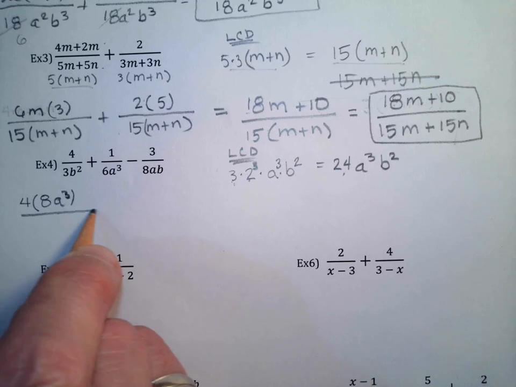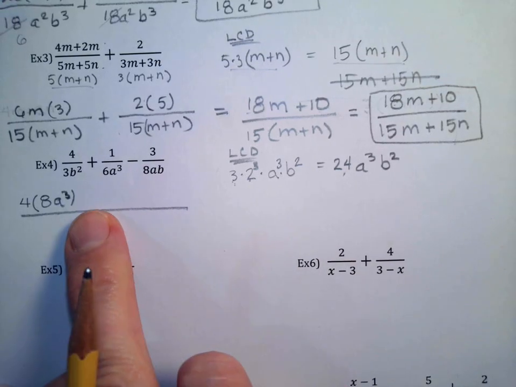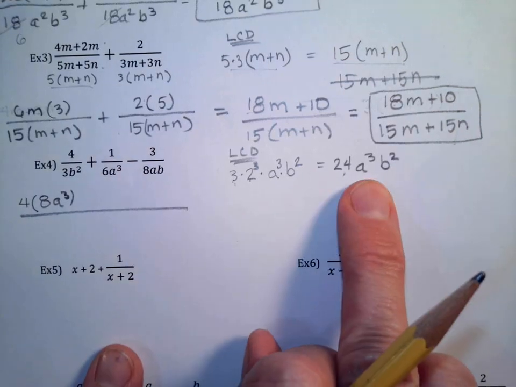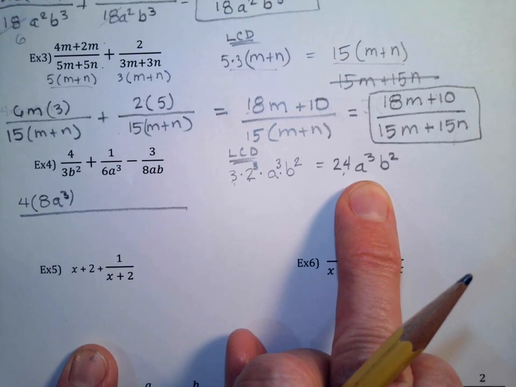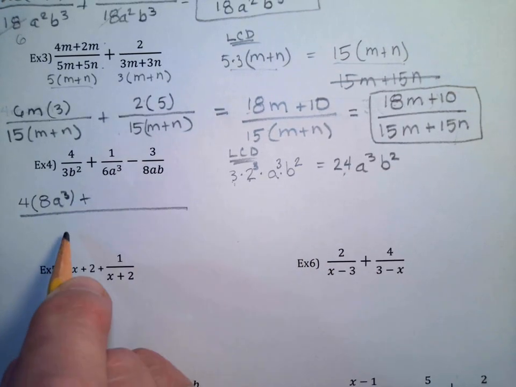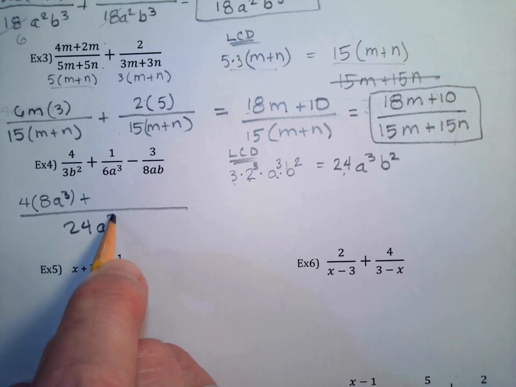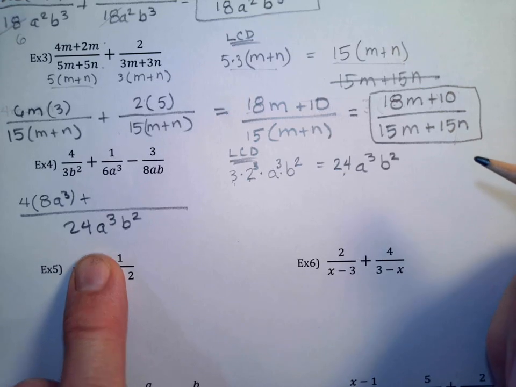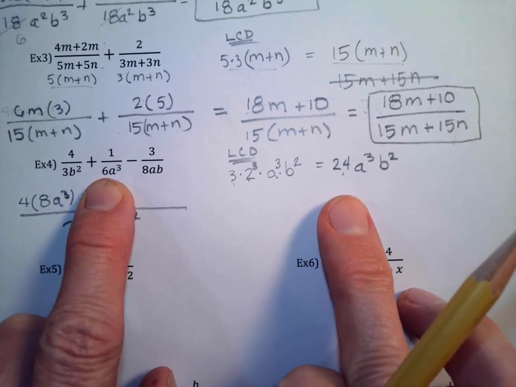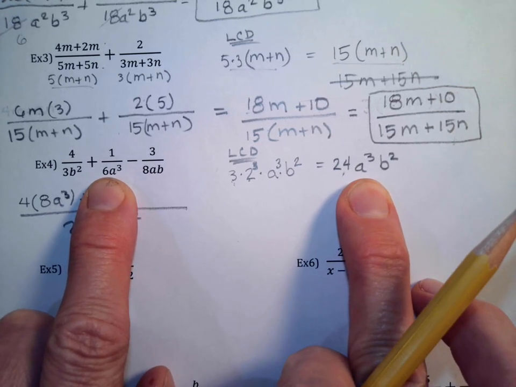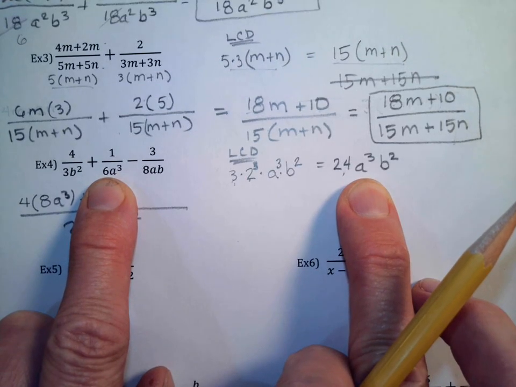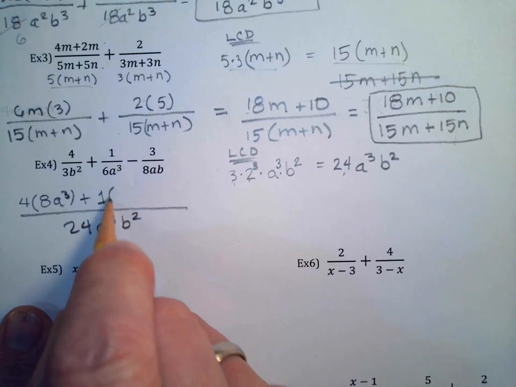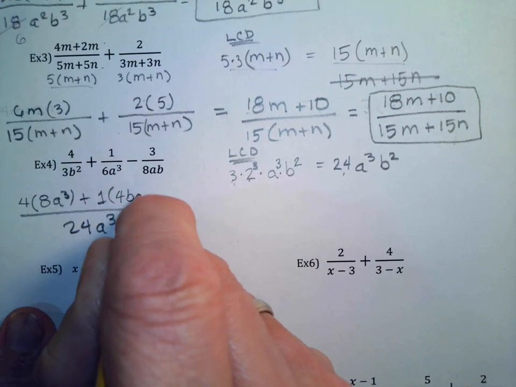Okay, this time I'm going to write it all as one fraction, because I hope we're getting to a point where I could write it as 3 separate, but then I'm going to write it together in the next step. So I'm just going to go ahead and know that I've got 24a cubed b squared in the denominator. All right, what times 6a cubed gives me 24a cubed b squared? That's going to be what? 4b squared. So we have the 1 times 4b squared.